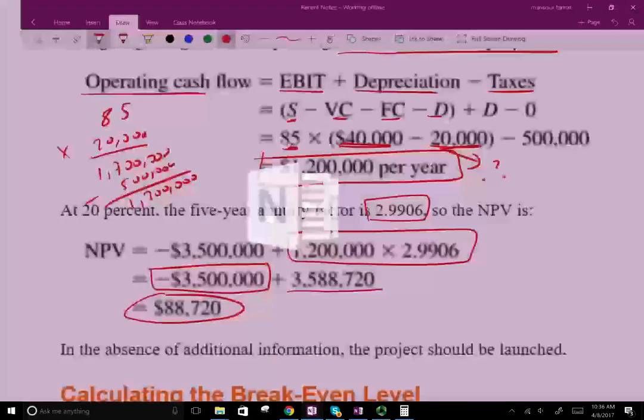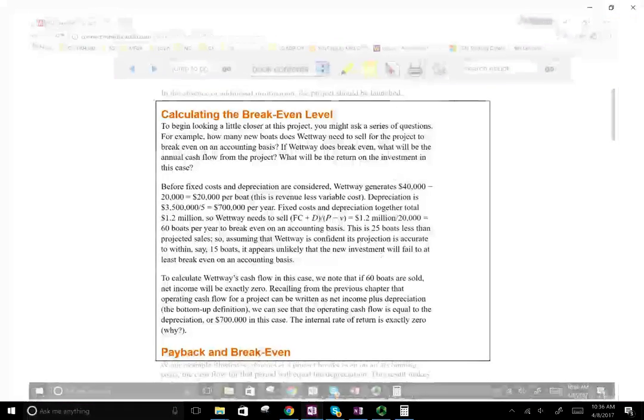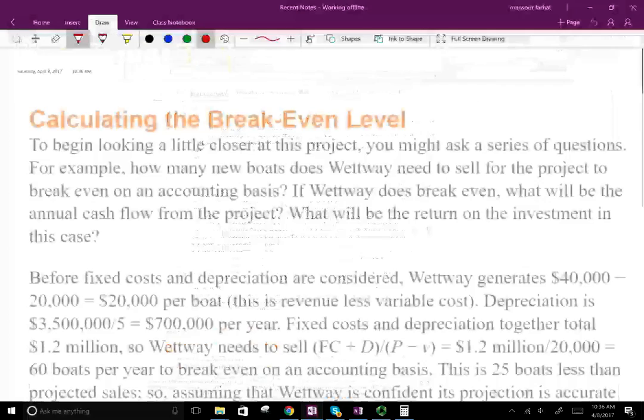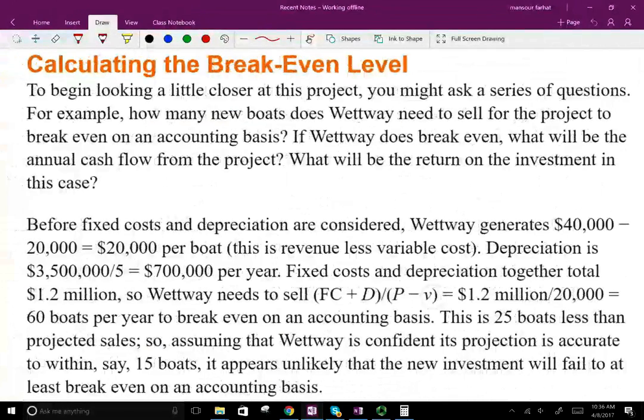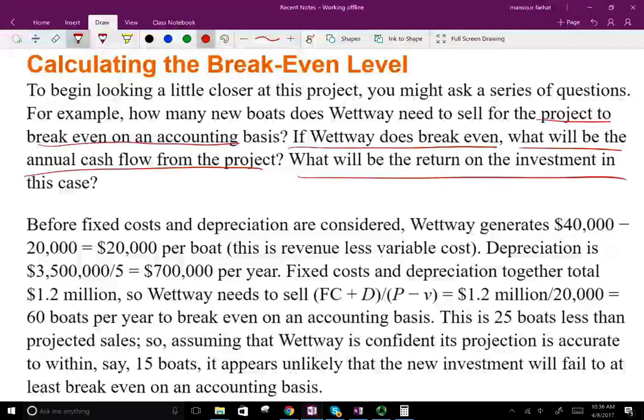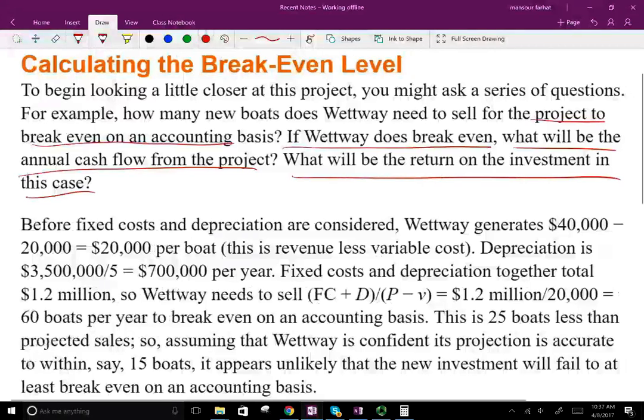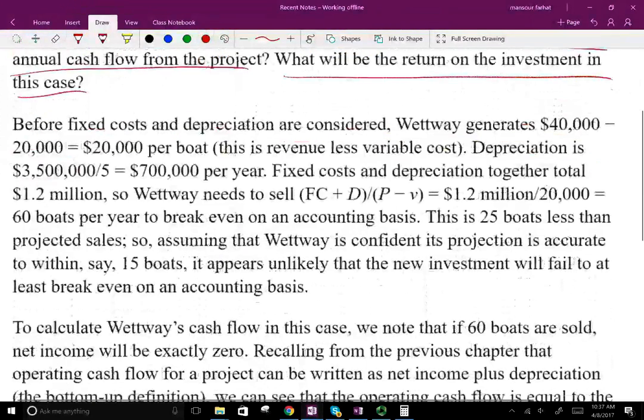To begin looking a little closer at this project, we might ask a series of questions. For example, how many new boats does the company need to sell for the project to break even on an accounting basis? If the company does not break even, what will be the annual cash flow from the project? What will be the return on the investment in this case? Before the fixed cost and depreciation are considered, I generate a $20 contribution margin per boat.